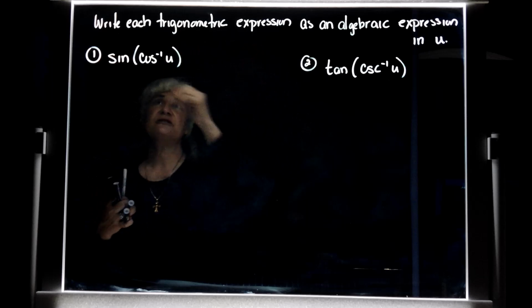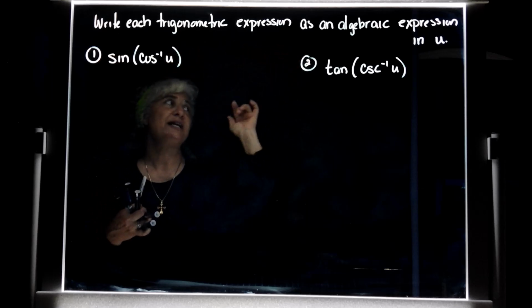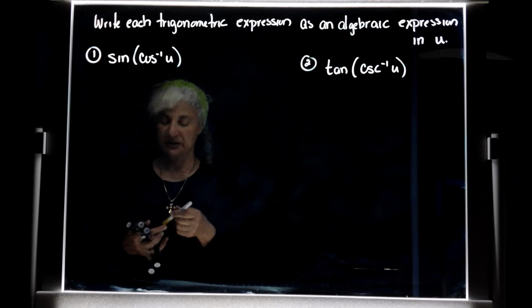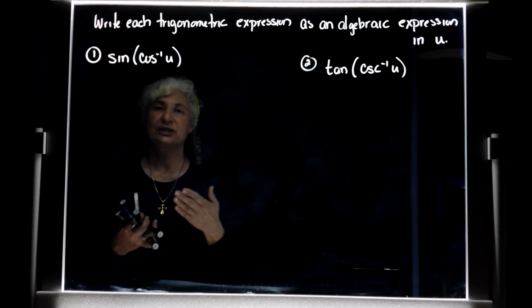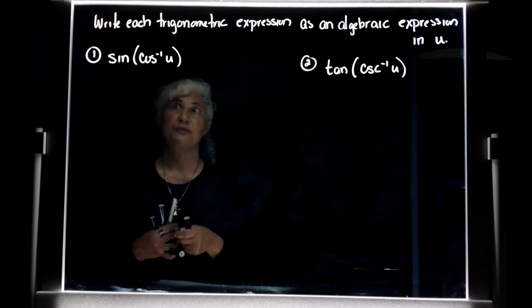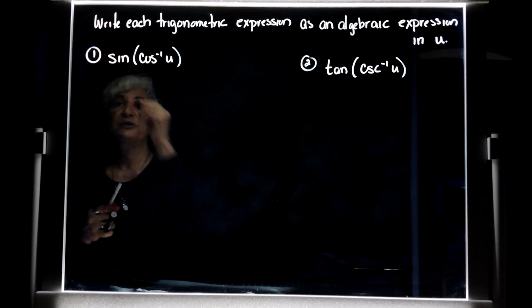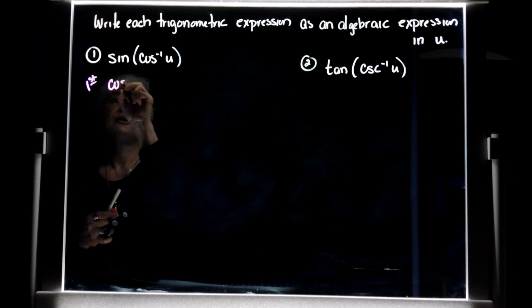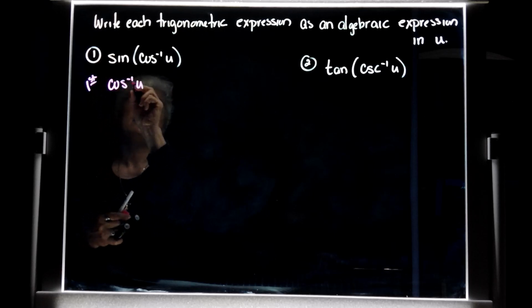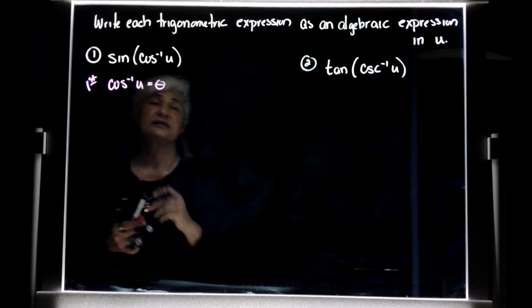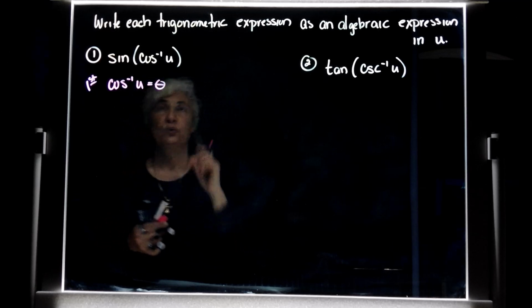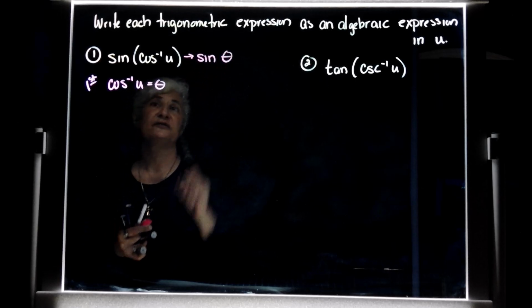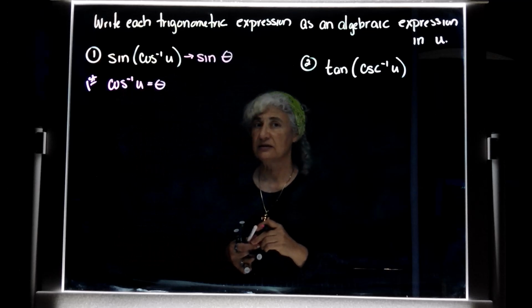Directions were the same as the lecture. Write each trigonometric expression as an algebraic expression in the variable u. Do you remember how I started the lecture? Yeah, I looked at the parentheses, because the parentheses is where the order of operations always starts. So first, I'm looking at the cosine inverse of u. And since it's inverse, I know that that's theta, right? Which tells me that here, I'm literally looking for the sine of theta. Does that make sense?